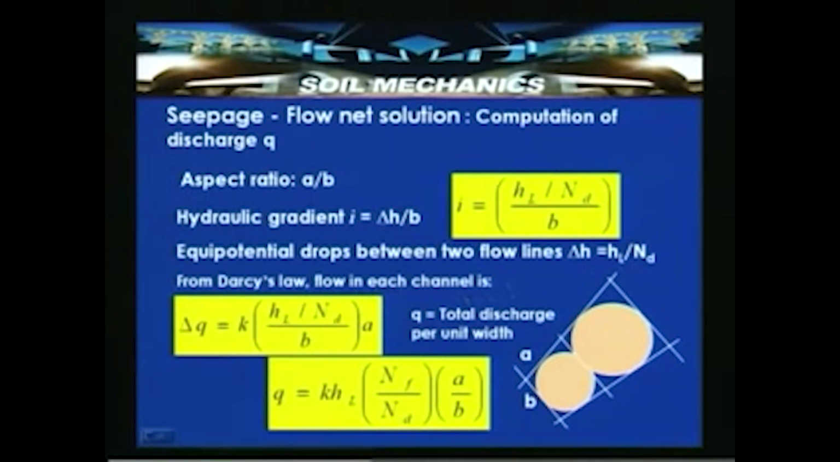From Darcy's law, if you again apply it, then we said that Q is equal to K into HL, where HL is the total head loss which is occurring, into NF by ND, that is, the number of flow channels to the number of potential drops, into A by B, which is nothing but the aspect ratio. We said that while constructing the curvilinear squares, this aspect ratio is maintained as 1. So let us look into a problem.